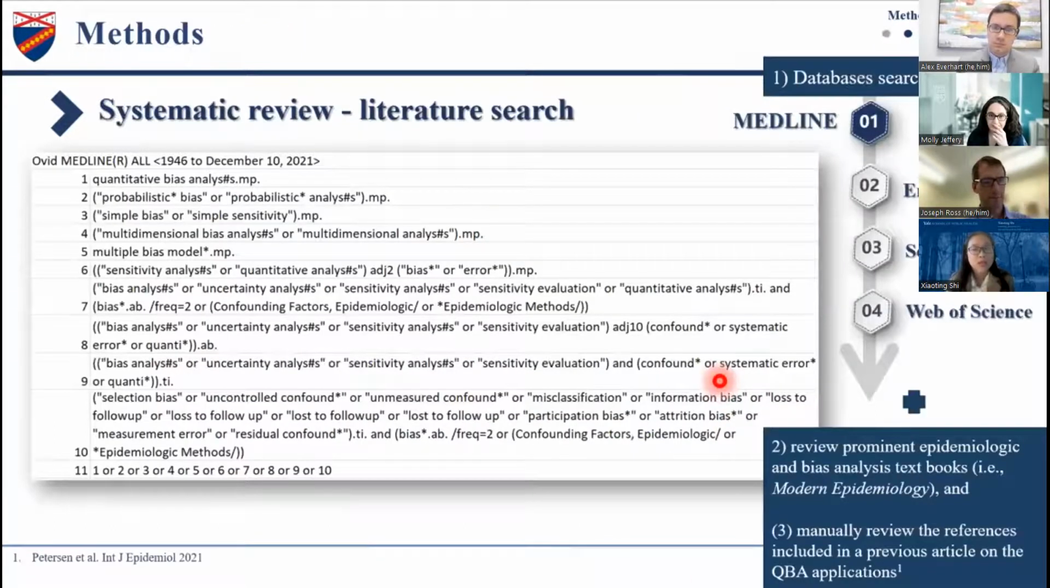To systematically identify all the QBA methods, we worked with an experienced medical librarian to develop search strategies across 4 leading medical databases. Here's the one we developed for the Medline database. Besides database searches, we will also review major epidemiological and bias analysis textbooks to make sure we capture all the QBA methods that have been proposed there. And lastly, we will manually review all the references included in previous articles on QBA applications.